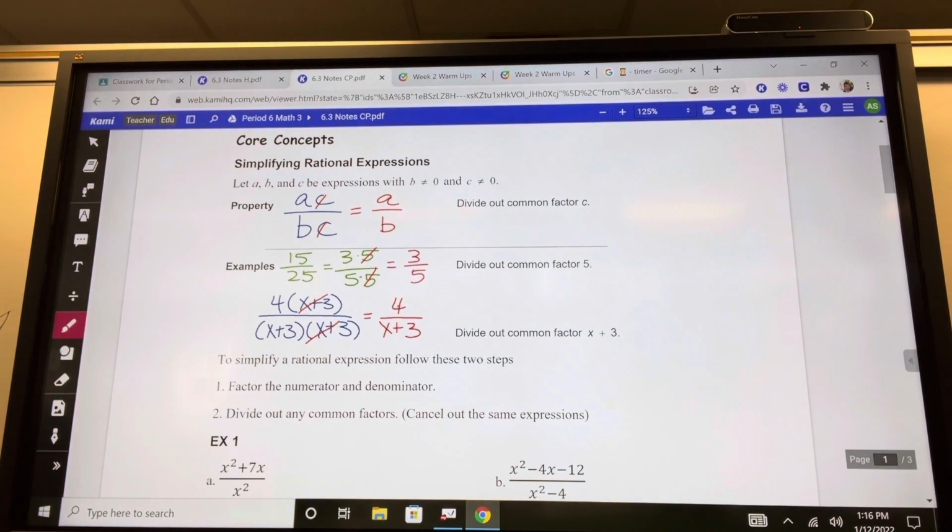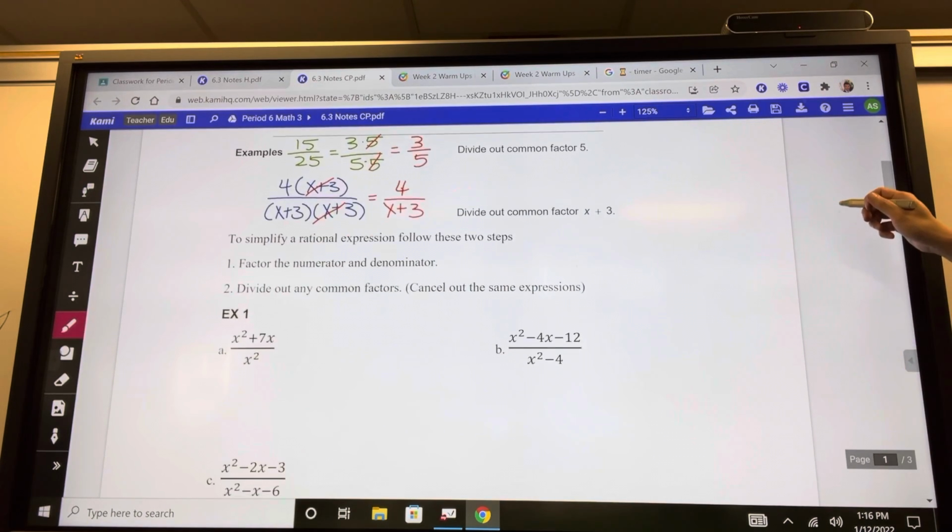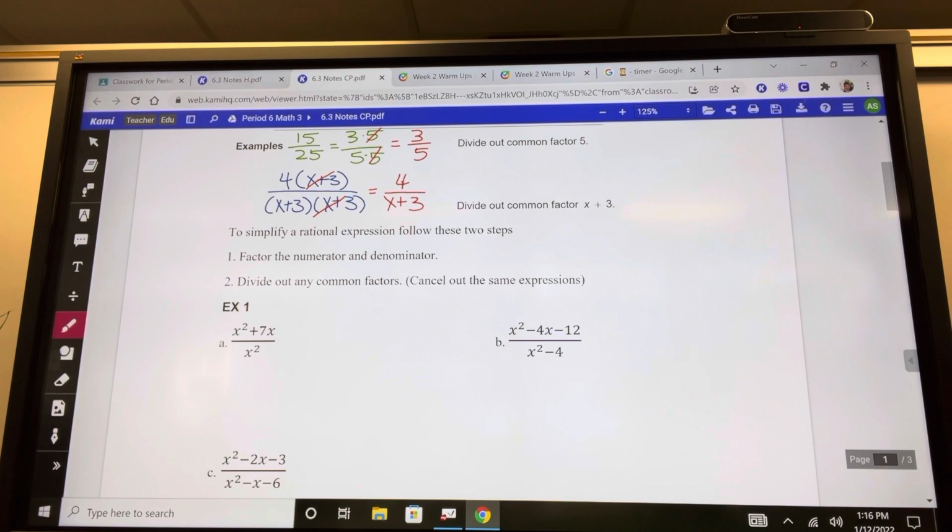All right, so let's take a look at some examples. To simplify a rational expression, we want to follow 2 steps. Can someone read these 2 steps for me, please? Factor the numerator and the denominator. Good, and then? Divide out any common factors, cancel out the same expressions. Good. So I want to start by factoring top and bottom, and then if I have anything that's the same, I can cancel them out.